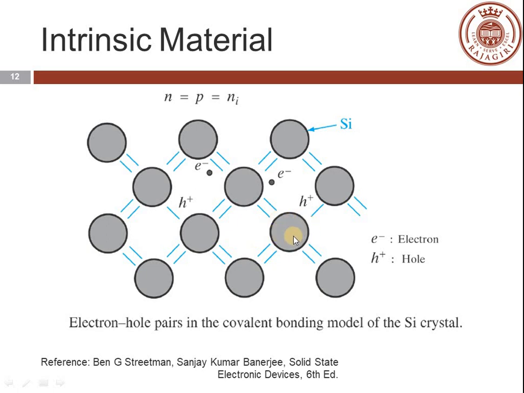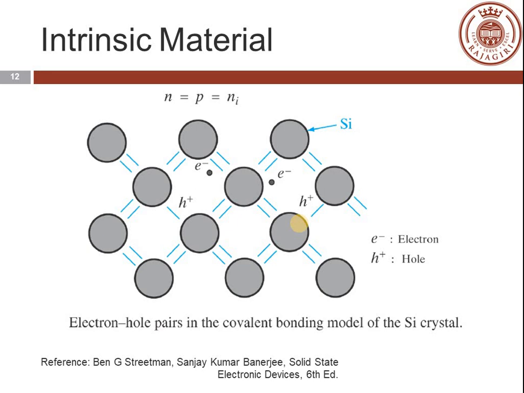Each atom has formed 4 covalent bonds with 4 of its neighbors. That will be these atoms in silicon. Once you give some sufficient energy, some of these covalent bonds may break, and you will have one free electron and one incomplete covalent bond. That incomplete covalent bond will act as a hole. This electron and hole can move along the lattice structure, which can contribute to conduction.